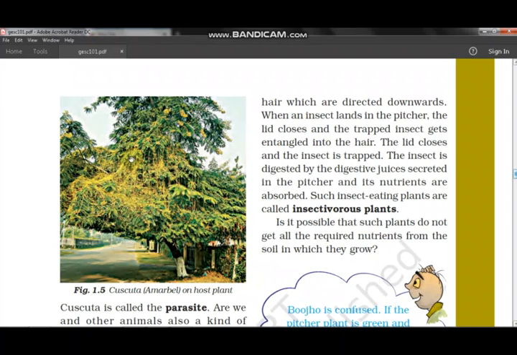In the last video, we have studied about another mode of nutrition, that is heterotrophic mode of nutrition, in which we have studied at first the parasitic mode of nutrition. As we can see in this example, the Cuscuta or the Amarbail shows the parasitic mode of nutrition and gets its nutrients from the host plant.